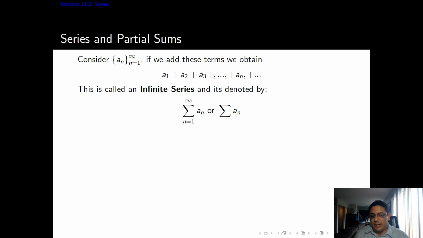And you can denote it by this notation with the sum, or sigma notation. We can go from n equals 1 to infinity, or simply write sigma a_n to represent the sum.